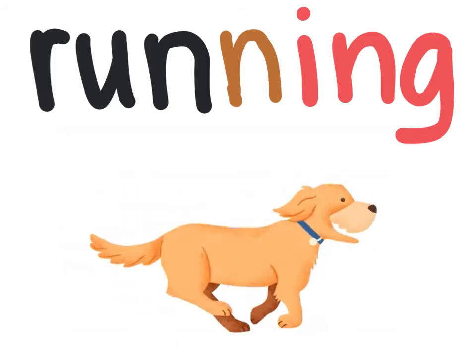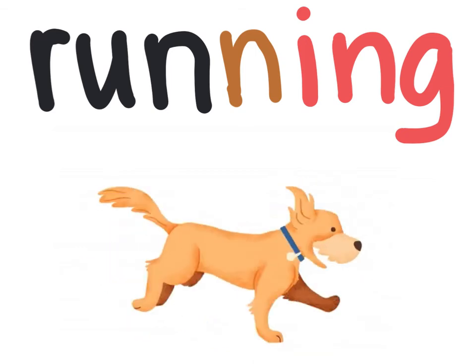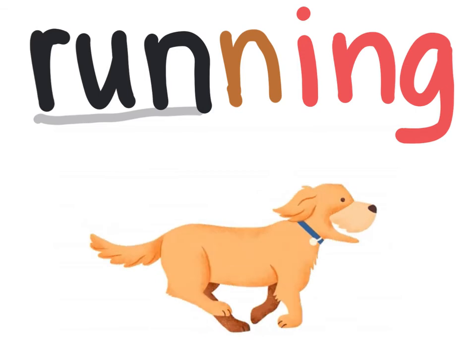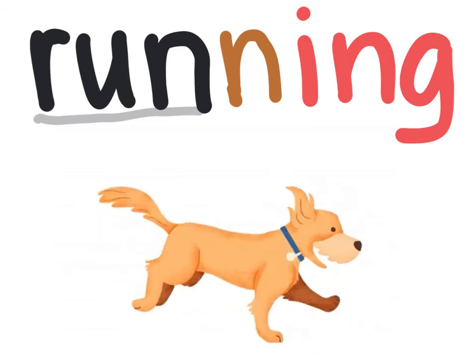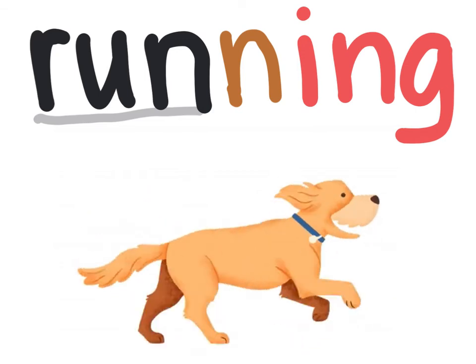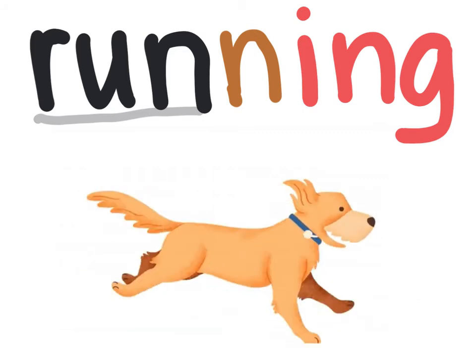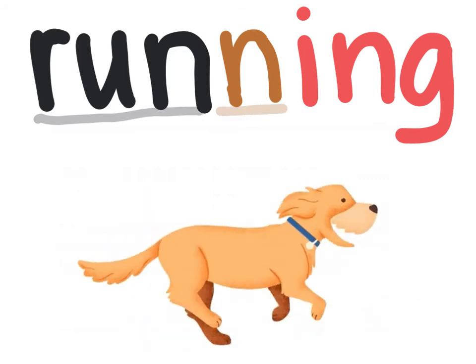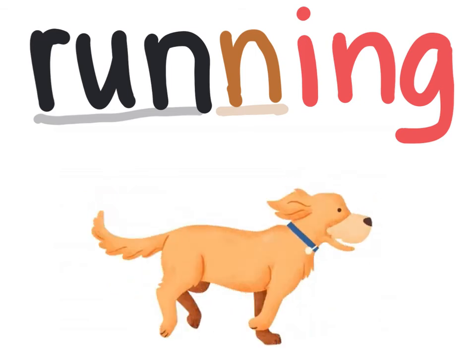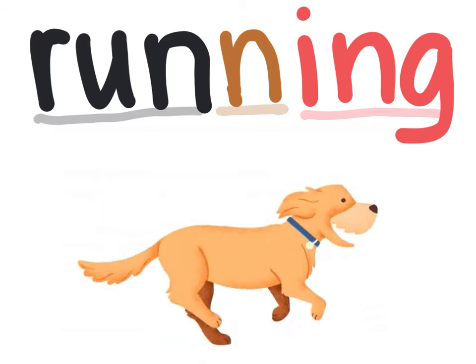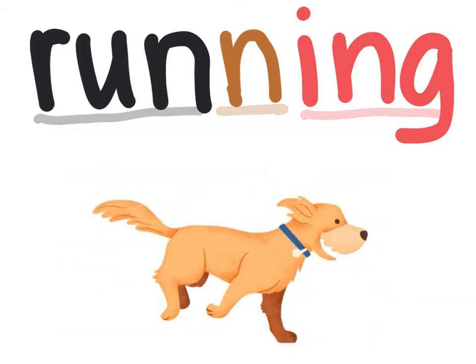Running. Notice we have the base word, run, and that's a short vowel with a consonant. So we have to double that last letter and put an extra N before we put the ending ing. Running. The dog is running.